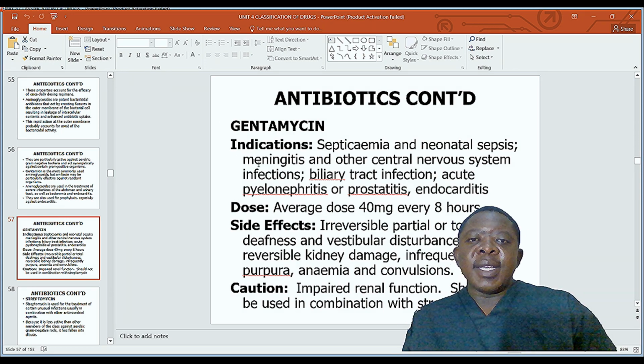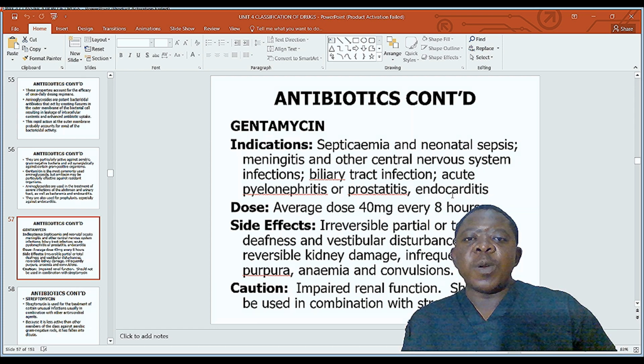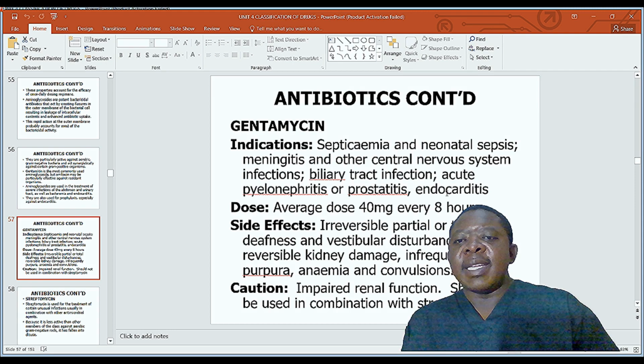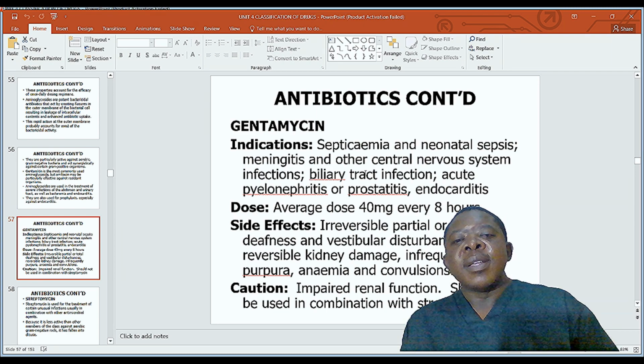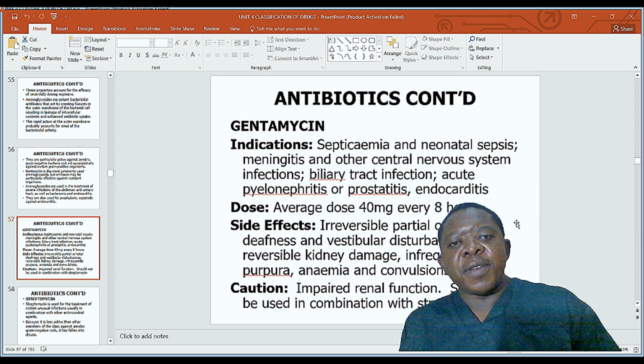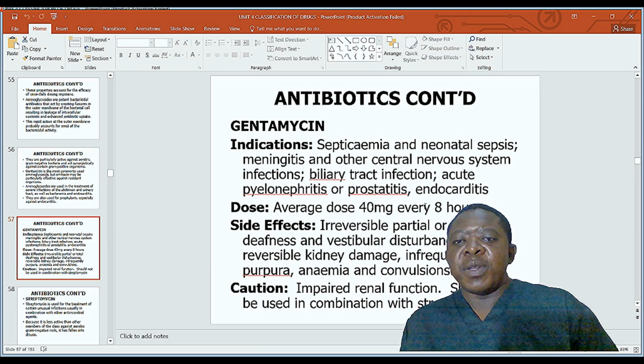Okay, so gentamicin indications: septicemia and neonatal sepsis, meningitis and other central nervous system infections, biliary tract infection, acute pyelonephritis or prostatitis, endocarditis. These drugs have a synergistic effect; they enhance the effect of penicillin. The average dose is 40 milligrams every 8 hours.